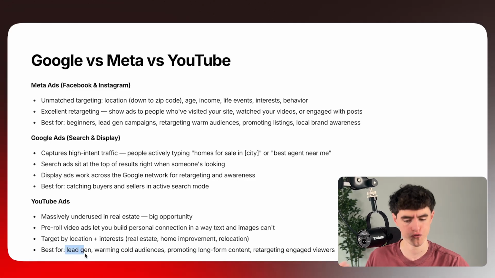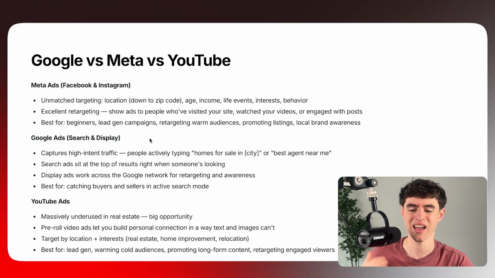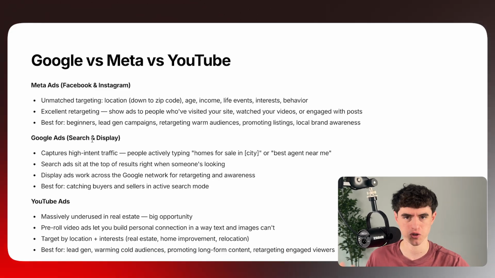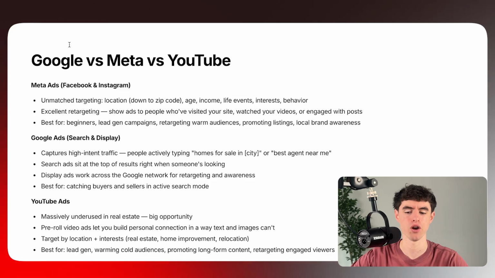These are best also for lead generation, warming up cold audiences, and promoting your long form content, as well as retargeting engaged viewers. Now, this is the best of both worlds of Meta ads, where it really has a low cost per click and a cost per lead, but the quality can be compromised, along with on the other side of the spectrum, Google ads is high intent traffic, but the cost per lead is extremely high. This is sitting right in the middle, and you get a decent cost per lead while also getting a nice cost per closed deal as well.